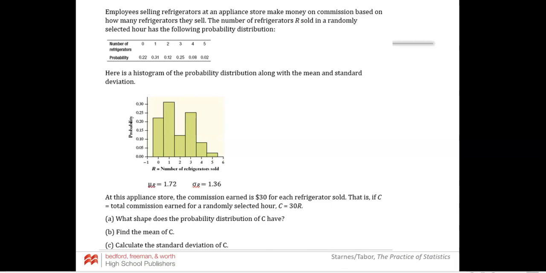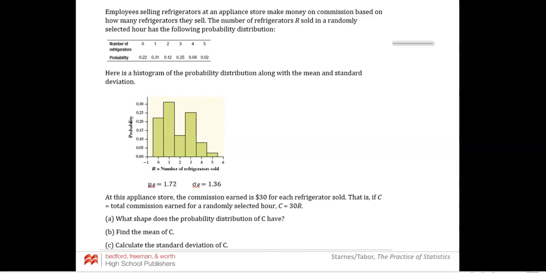Here's a histogram of the probability distribution at this appliance store. On average, the folks sell about 1.72 fridges an hour with a standard deviation, a typical deviation from the mean, of about 1.36. At this appliance store, the commission earned is $30 for each fridge sold. That is C. The total commission earned for a randomly selected hour is 30 times R. So we're multiplying the 30 times R.